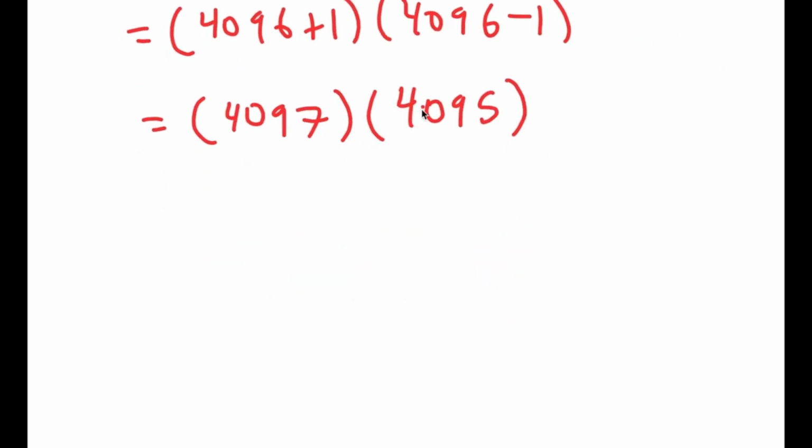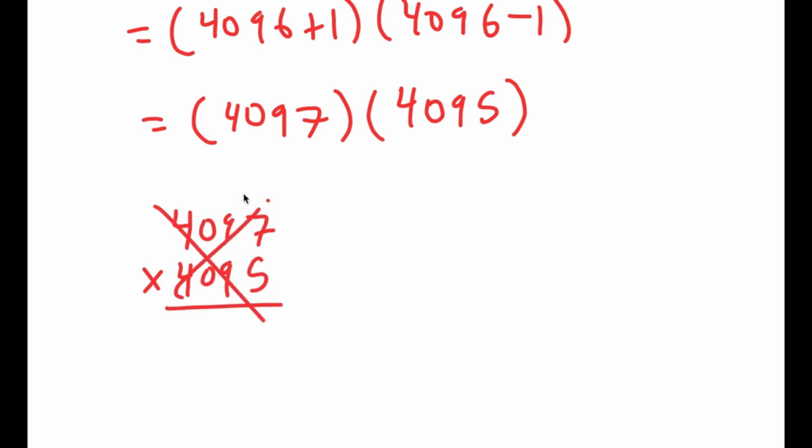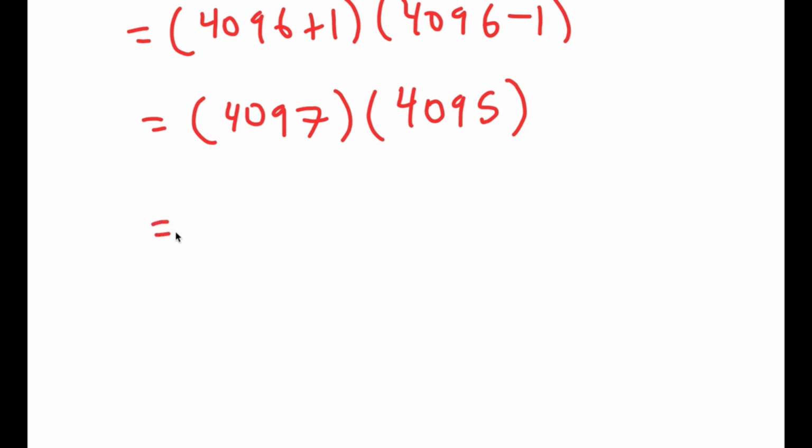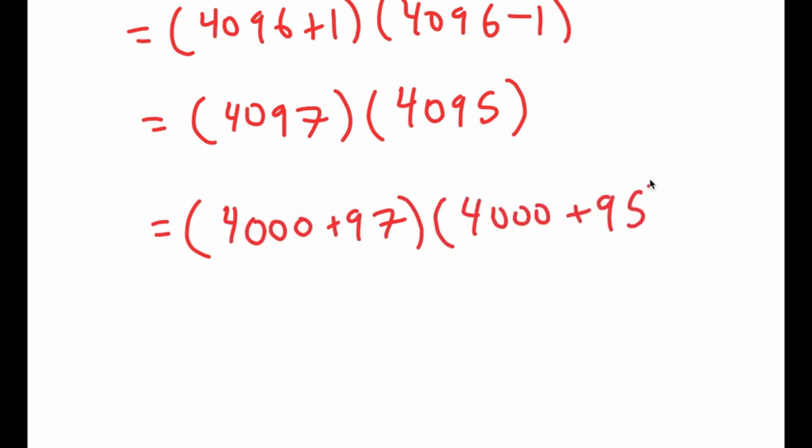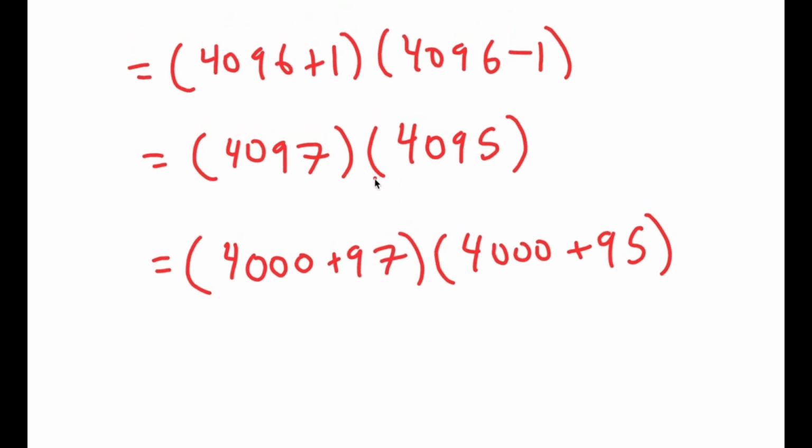Now, how would I solve this? Well, what most people would do is try to solve this by using the basic multiplication method, but this takes way too long. So a better way to solve this is actually to rewrite this as 4,000 plus 97 times 4,000 plus 95. Now, because 4,000 has so many zeros in it, it's much easier to solve this problem. So I'm going to be solving this problem by distributing.